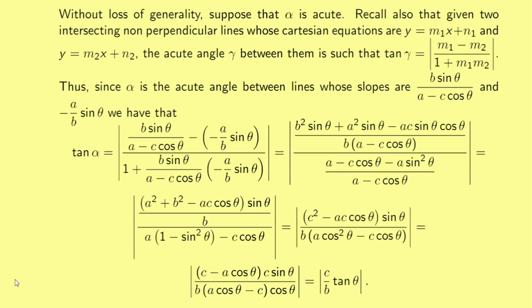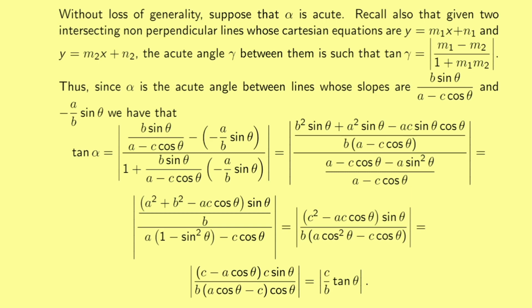You can pause the video and take a look at the calculations. Just here, I plug in the slopes. So I put here b sine theta over a minus c cosine theta, and here I plug in minus a over b sine theta, and here I plug in the same. So we just make a bunch of calculations. Lots of stuff is going to cancel out, and finally we are going to obtain the absolute value of c over b times tangent theta. Perfect. We found the tangent of alpha.